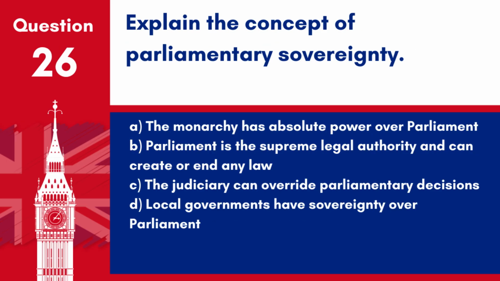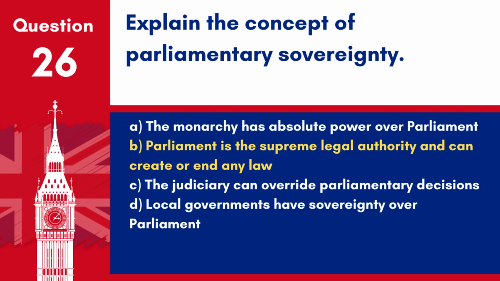Question 26. Explain the concept of parliamentary sovereignty. A. The monarchy has absolute power over Parliament. B. Parliament is the supreme legal authority and can create or end any law. C. The judiciary can override parliamentary decisions. D. Local governments have sovereignty over Parliament.